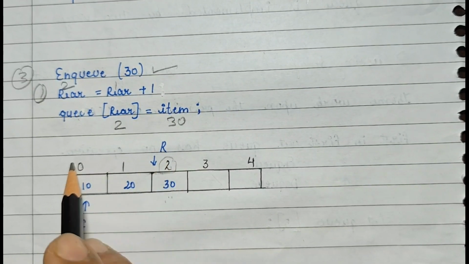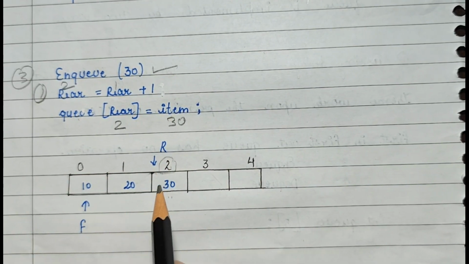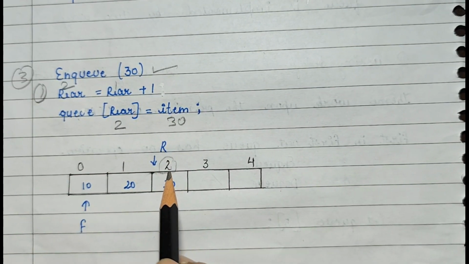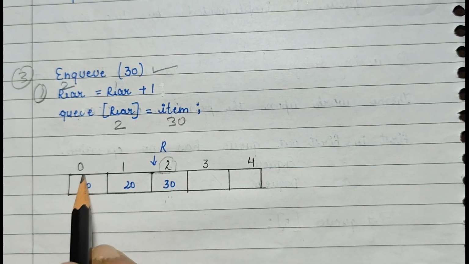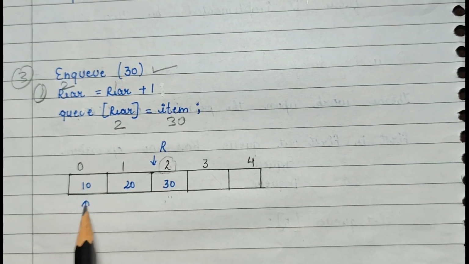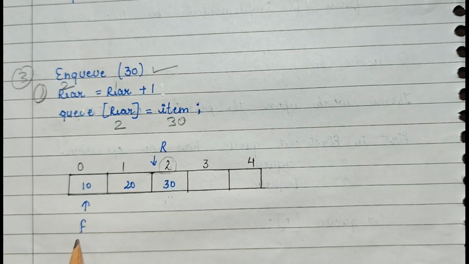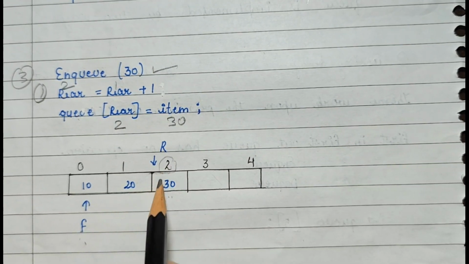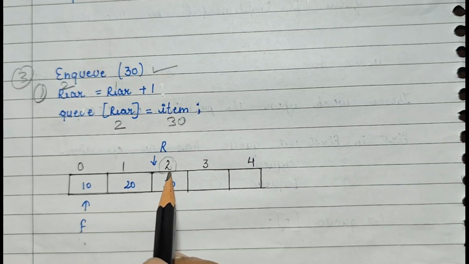Now if you analyze the whole array, rear has value 2, but front is not updated. Front has a value 0 because when we insert the first element, at that time only front is updated. So front has a value 0 at this time and rear has a value 2.